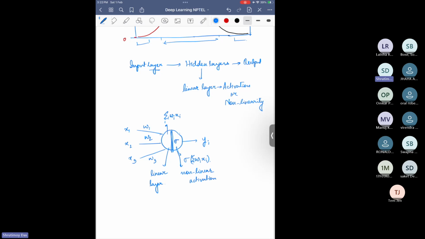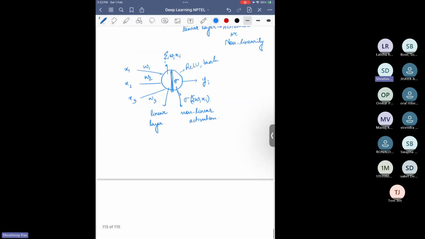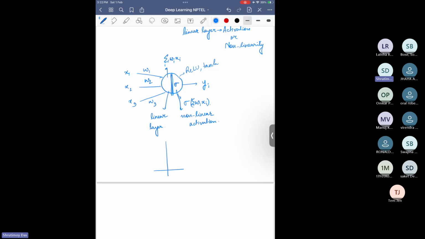If you have looked at any code, you may have seen ReLU or tanh, and there are lots of options to use in this non-linear activation part. The basic power of neural networks comes from using this non-linear activation, because the main problem with perceptrons was that they were not able to learn the XOR type of function, right? They were not able to distinguish these types of problems.